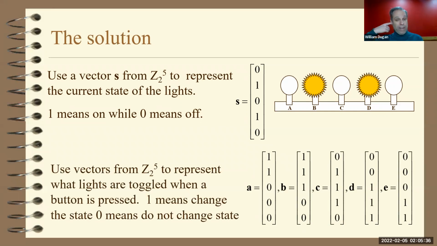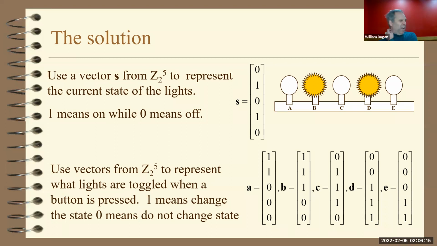Also, we can use vectors from Z2 superscript 5 to represent lights being toggled when a button is pressed. So we'll have a vector for button A, a vector for button B, and so on. For button A, I'll use the vector called little a. If a vector has a 1 in an entry, that means you change that particular light status. If I push button A, it only changes the light status for A and B. So the first 2 entries for vector a will be 1s. The other entries will all be 0s.